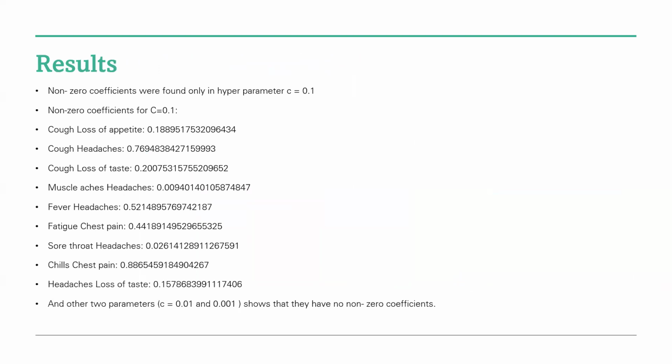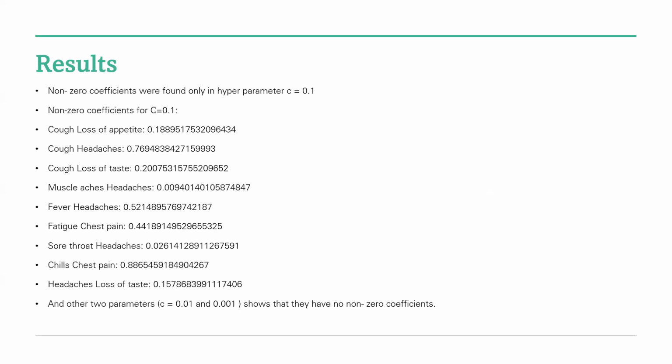Interpretation of results. Non-zero coefficients were found only for hyperparameter C 0.1. For example, cough, loss of appetite 0.189 means that having both cough and loss of appetite increases the likelihood of testing positive. The larger the coefficient, the stronger the relationship. No non-zero coefficients for C 0.01 and 0.001 were found. These values are too restrictive to identify any significant relationships, suggesting fewer symptoms are predictive at these levels.